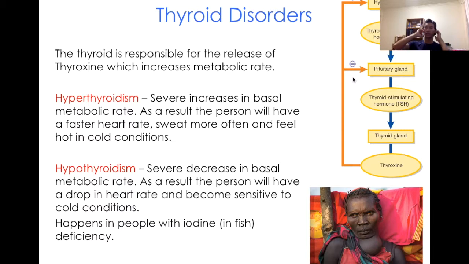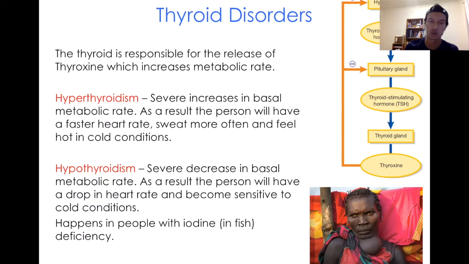And so what happens is, when you release thyroxine, your metabolic rate increases, right? And so it counters that change. So by releasing thyroxine, your body increases its metabolic rate. However, there are a few issues with that.